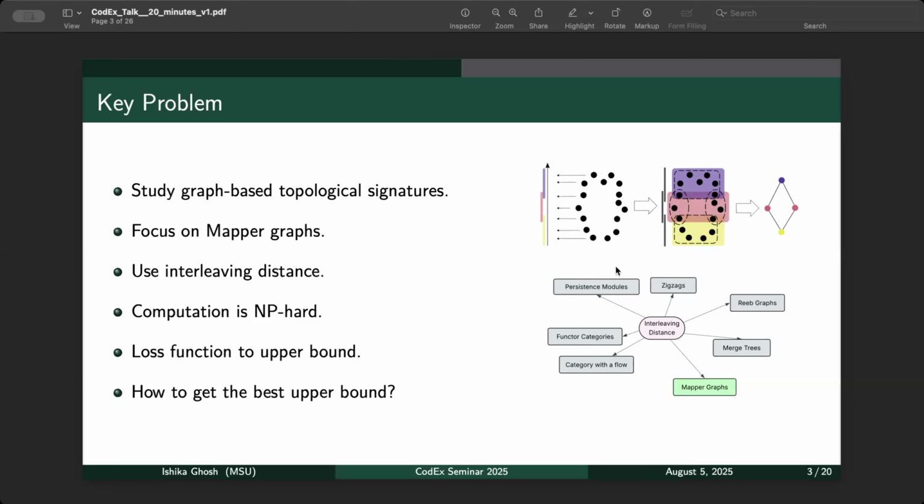My goal is, given these kinds of data sets, mapper graphs, to compare them, and to do that I use one particular type of distance that shows up quite a lot in TDA, called interleaving distance. But as is the case with many other scenarios in TDA, computation of interleaving distance is NP hard, so we really don't want to sit down and compute that. So the idea is that we won't directly compute the interleaving distance between mappers. Instead, we will use a loss function that upper bounds this interleaving distance and perhaps get better and better loss values to get a better bound.